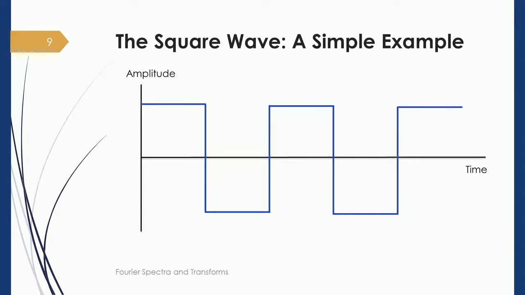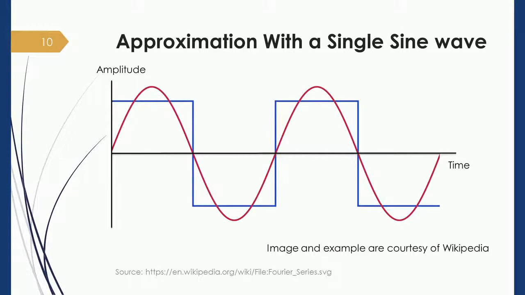This is a square wave, a periodic function, and we would like to represent it using its Fourier expansion. Now, if we are allowed only the first sine wave, then we would get an approximation of the square wave as shown here. The sine wave has the same period as the square wave, and to a large extent has the same structure.